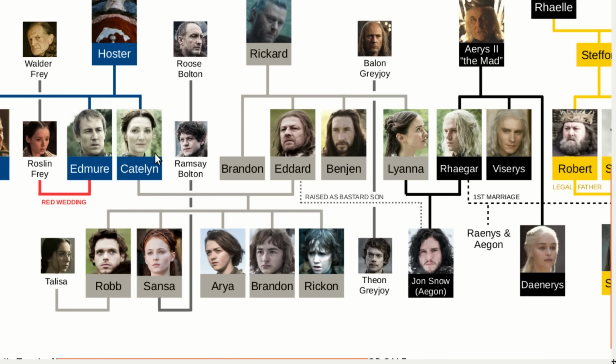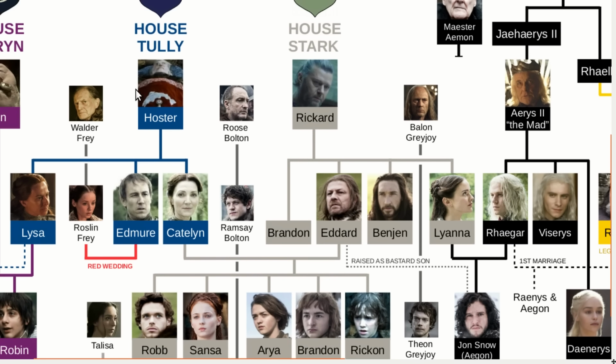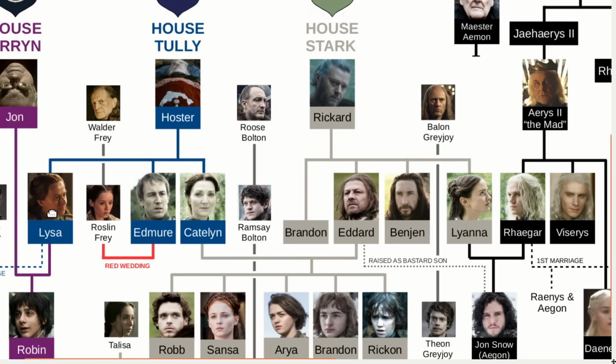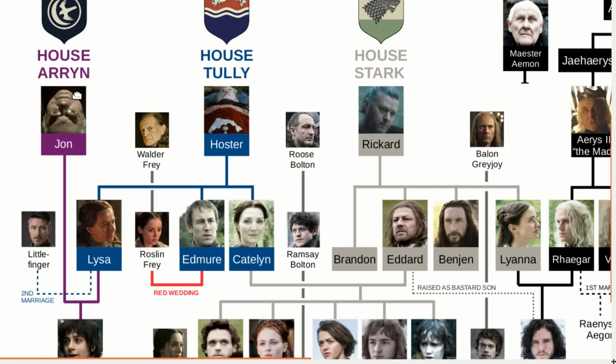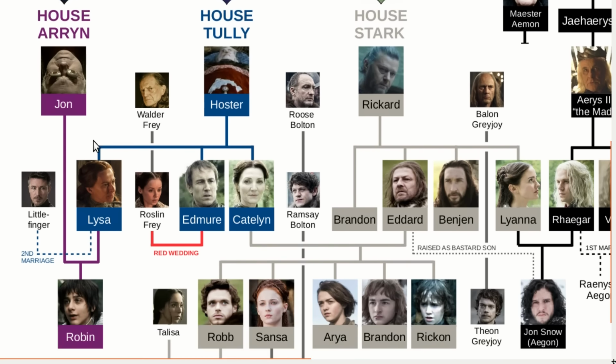He married Catelyn, originally from House Tully, but he also supposedly has a 6th child, a bastard son named Jon Snow. But who Jon's mother is remains unclear. Catelyn's sister Lysa was married to Jon Arryn, head of House Arryn, and therefore she lives in the Vale. They have a son named Robin.